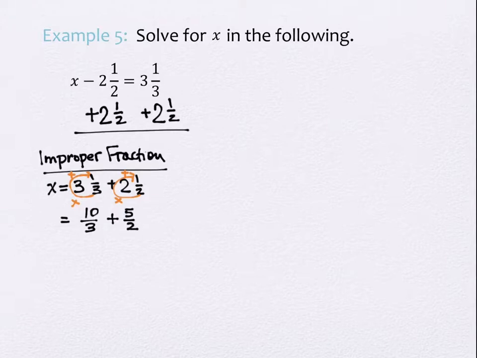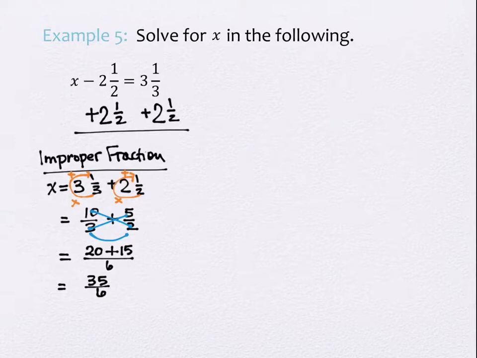So I've got mixed numbers. I'm sorry, my mixed numbers turn into improper fractions. And then I can use a visual method if I like, or something else. I'm going to multiply. 10 times 2 is 20, plus 3 times 5 is 15. And in the denominator, 3 times 2 is 6. So the result is 35 over 6.